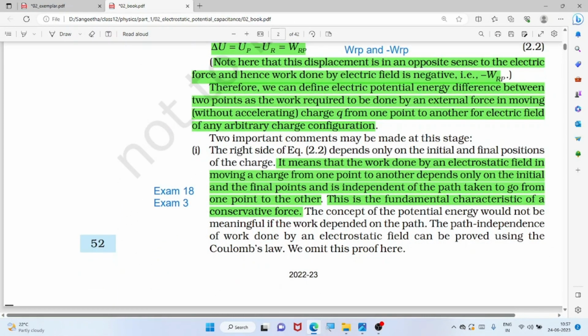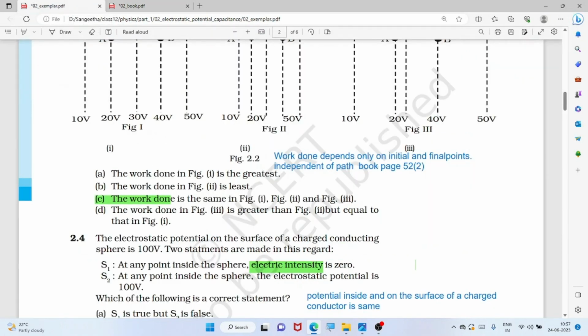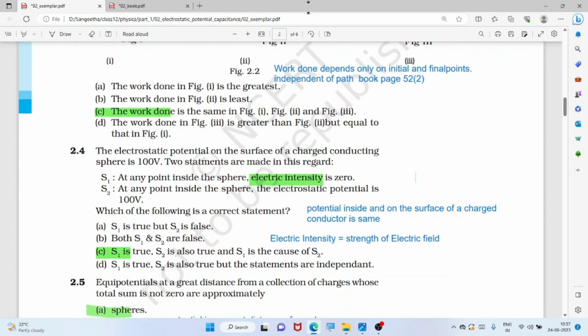It means that the work done by an electric field in moving a charge from one point to another depends only on the initial and final points. So that means in all the cases the work done will be the same.